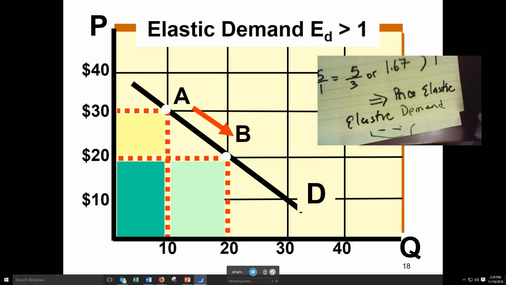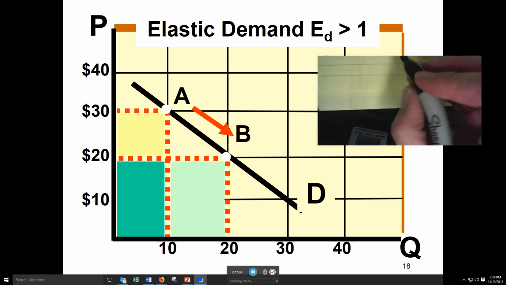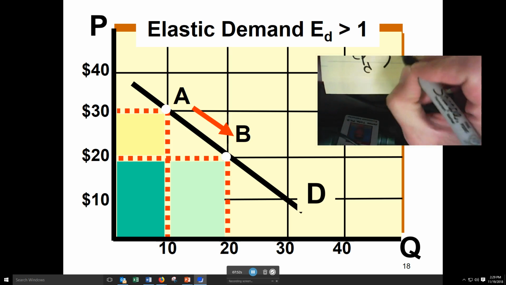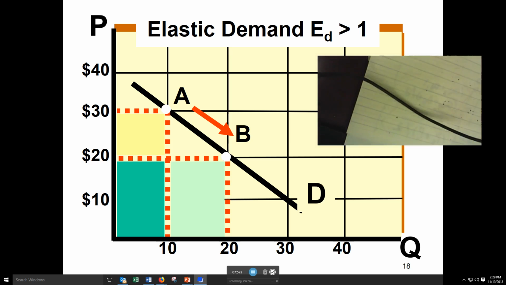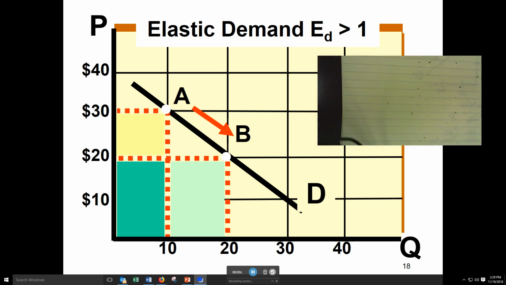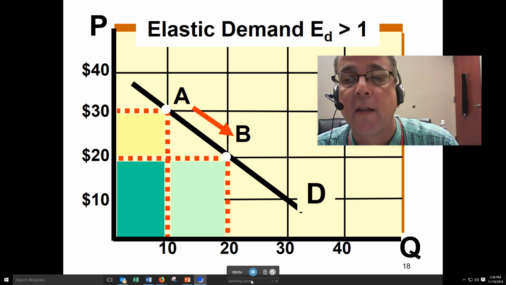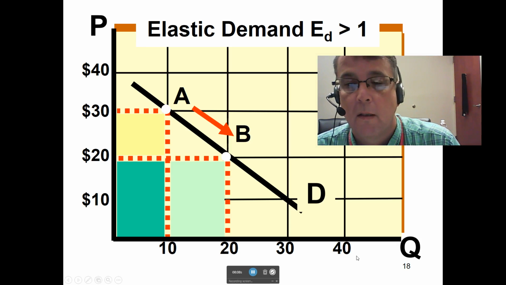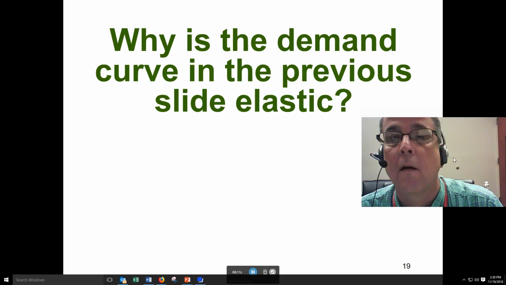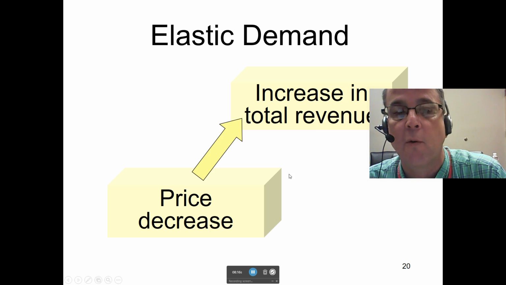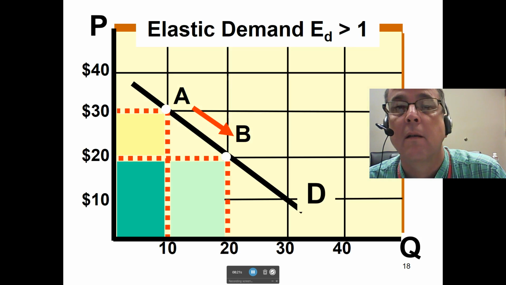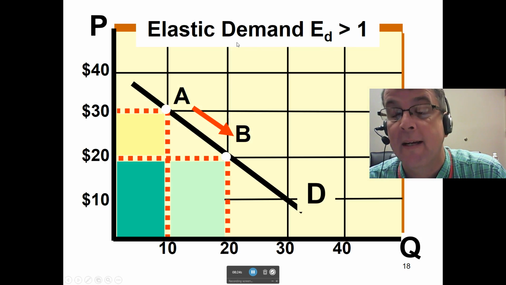Okay, elastic demand, because the price elasticity of demand is greater than 1. Now, when the price elasticity of demand is greater than 1, going back to the PowerPoints here, then we have elastic demand.